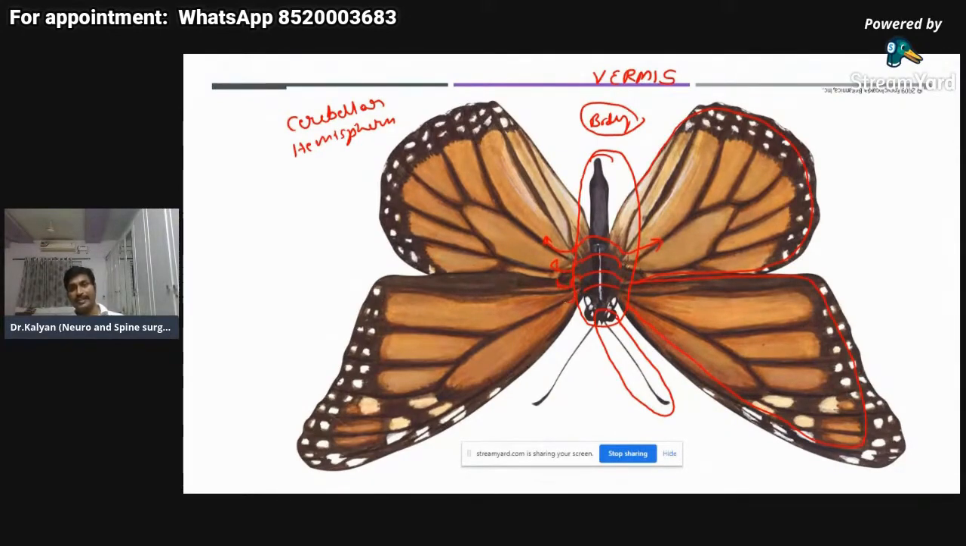How many components are there in the cerebellar hemisphere? We have one, we have two, and don't forget, we have three. This one is known as the anterior lobe of the cerebellar hemisphere. This one is known as the middle lobe. And don't forget the third one: the antenna along with the head is the third lobe, known as the posterior lobe.